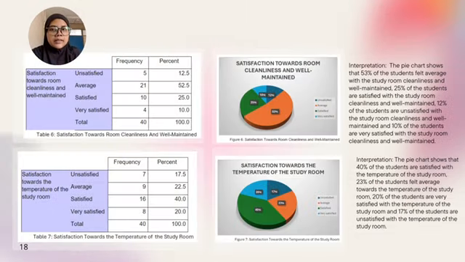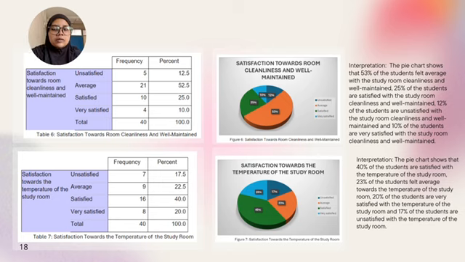Okay, so for data analysis of satisfaction toward room cleanliness and well maintenance, we use a pie chart to analyze the data. So to interpret, the pie chart shows that 53% of the students feel average with the study room cleanliness and well maintenance. 25% of the students are satisfied, and 12% of the students are unsatisfied with the study room cleanliness and well maintenance.